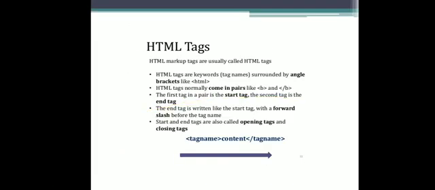Next we'll see HTML tags. As we know, if you want to write HTML programs, different types of tags should be used. Some of the tags and rules are shown here. The markups are usually called HTML tags. The first point, HTML tags are the keywords which are surrounded by angle brackets as shown here. Next, HTML tags come in pairs like B and slash B. B is nothing but bold. The first tag of a pair is called the starting tag and the second tag is called the end tag.